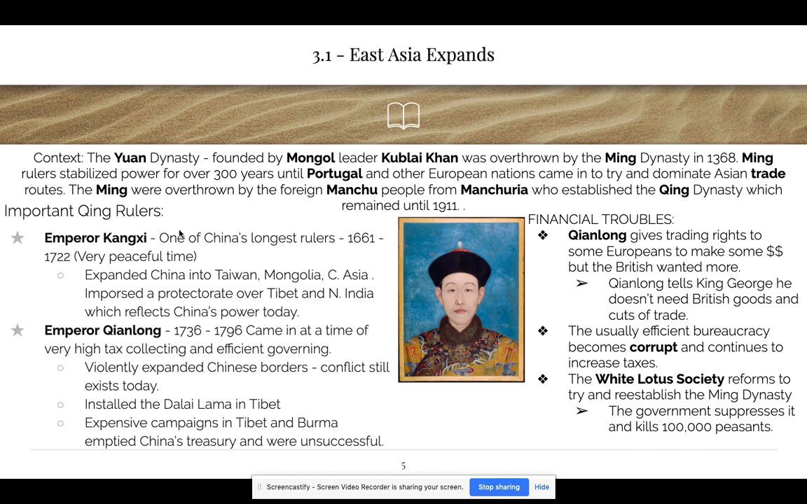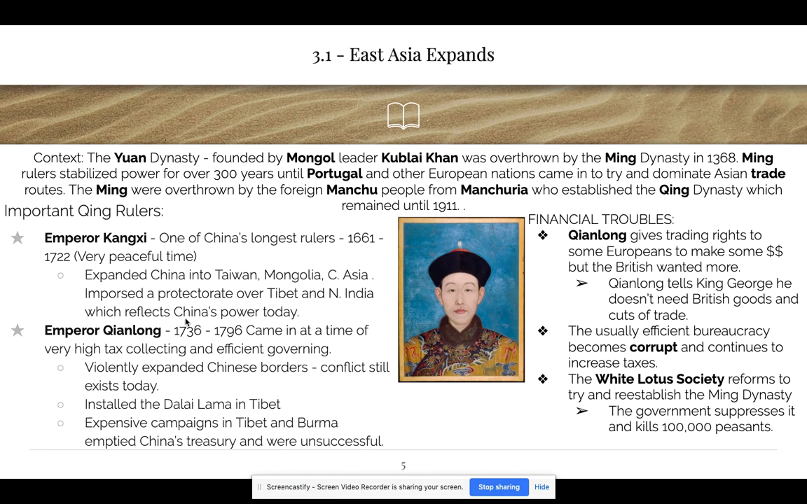So some prominent rulers in the Qing were Emperor Kangxi, one of China's longest rulers. He expands China into Taiwan. He imposes a protectorate over Tibet and northern India, and we still see Chinese influence and power in that region today. So he expands the empire. It's a very peaceful time.